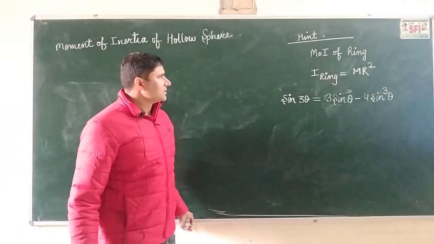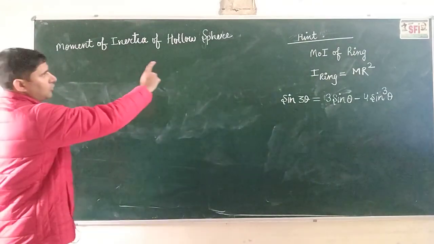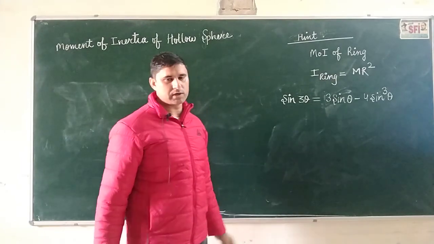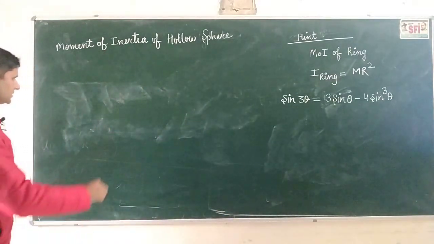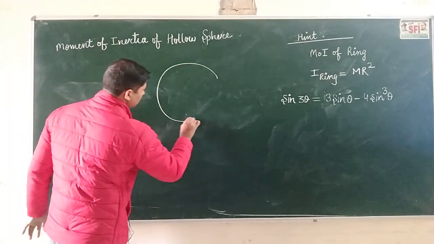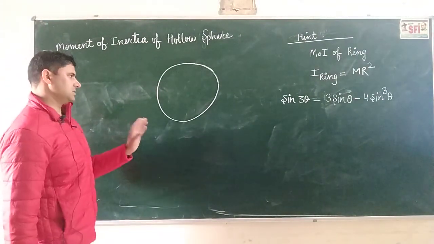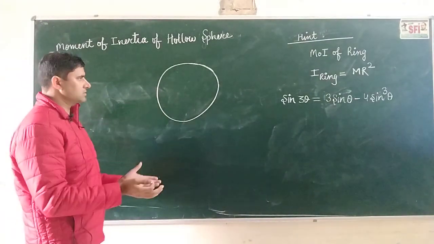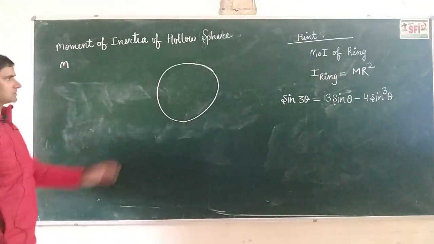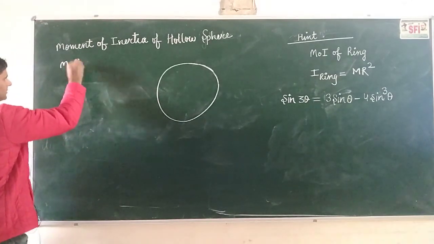Hello students, in this video lecture we will find out the moment of inertia of a hollow sphere, and we will make use of these two tricks to calculate the moment of inertia. So firstly, see, here we have a hollow sphere which is hollow from inside. It means the mass is present only at the curved surface. So firstly we will assume that the mass of this hollow sphere is capital M, its radius is r.